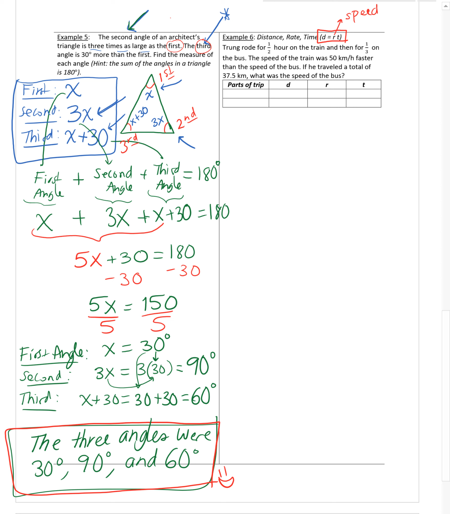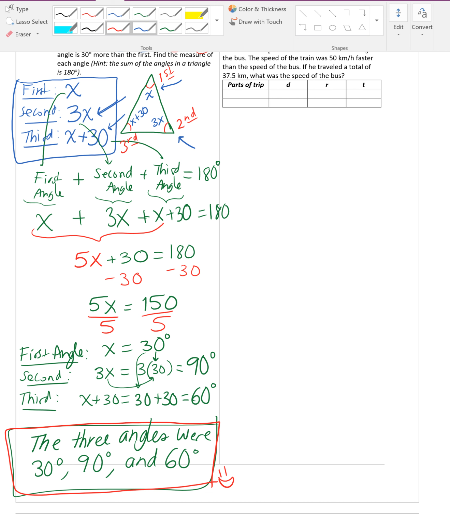All right, so what are they saying here? Trung rode for 1/2 hour on the train and then for 1/3 an hour on the bus. The speed of the train was 50 kilometers per hour faster than the speed of the bus. If he traveled a total of 37.5 kilometers, what was the speed of the bus? Okay, that's a good one.